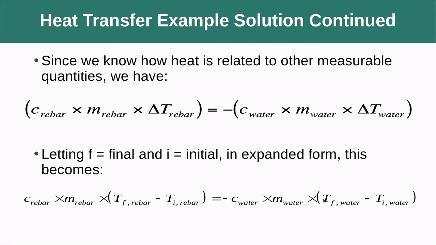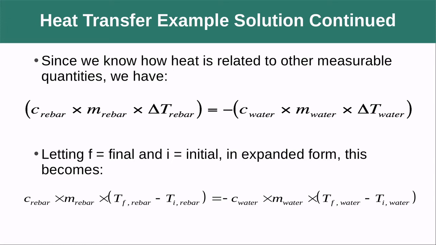Since we're going to substitute in our definitions for heat, we have the specific heat capacity of the rebar. We have the mass of the rebar. So we could look up the specific heat capacity for steel in table 5.1 to get the specific heat for the rebar. The mass of rebar was given to us in the problem. The delta T of rebar is part of the question that we're asking. We knew its final temperature, but we don't know what the initial temperature was.